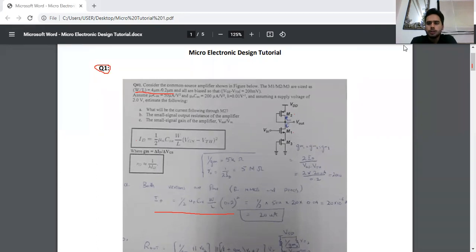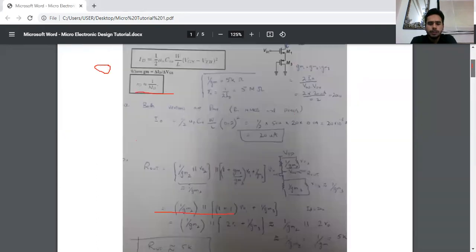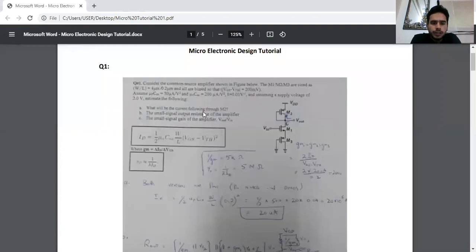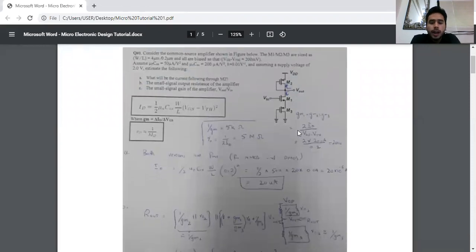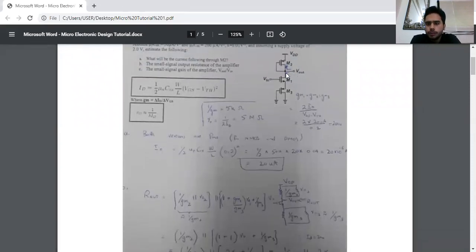So part B is, I'll just remove the annotations. Next up, we have to find the Rout in this scenario. For the Rout, we need to find the small signal output resistance of the amplifier, and we will be finding that at this point, Vout.